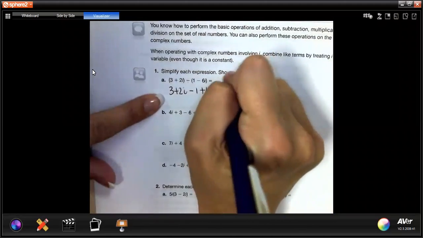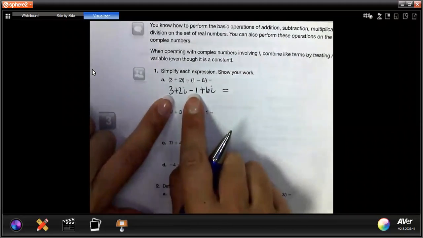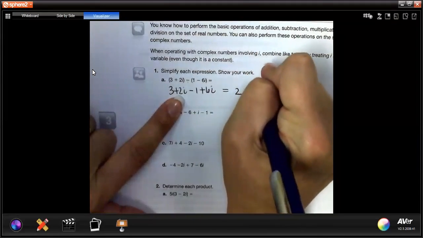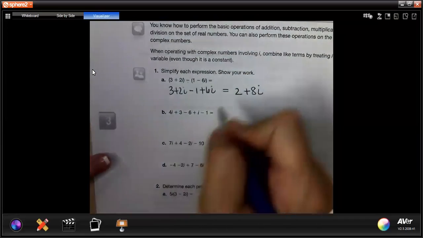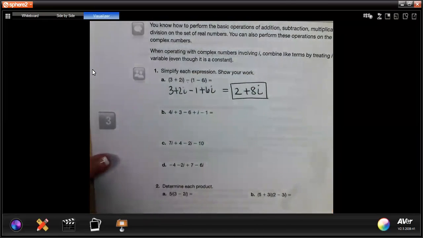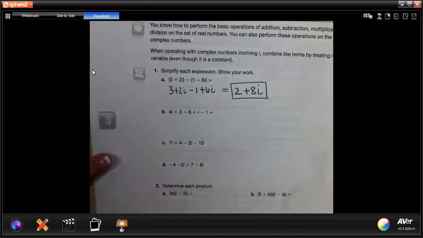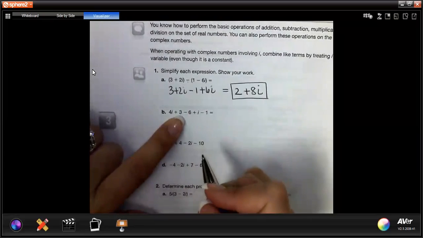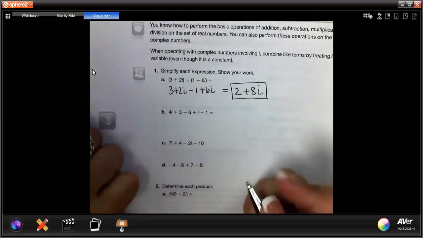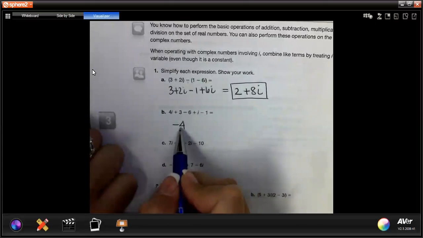And so to finish this problem, we would combine our like terms. 3 and negative 1 are the real numbers, so I would combine those to be 2, and 2i plus 6i gives us 8i. And so here is our answer. Same thing here. Anytime that you're adding and subtracting, you are combining your like terms. So we've got a 3, a negative 6, and a negative 1. That gives us negative 4. So 3 minus 6 is negative 3, minus another one is negative 4.